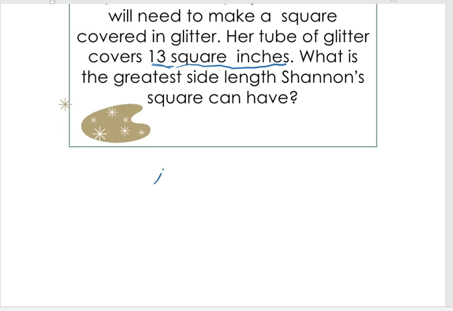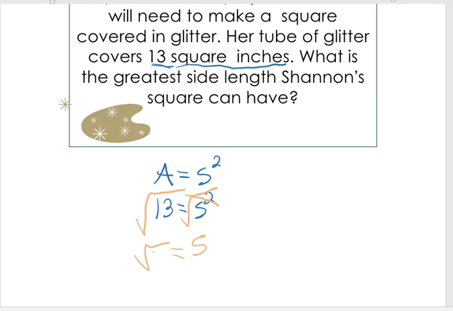So I'm going to go down here and rewrite the equation. This is my A, so I have 13 equals S to the second. So this is saying what times itself is 13. Well, that's the same thing as doing a square root. So I'm going to change my color real quick. So I'm going to do the square root. That will take that out, leaving me with S equals the square root of 13. Now 13 is prime, so that would be the exact answer. But I don't think that really helps very much. Shannon's not going to know how big to make her square. So let's go ahead and actually use our calculator this time.